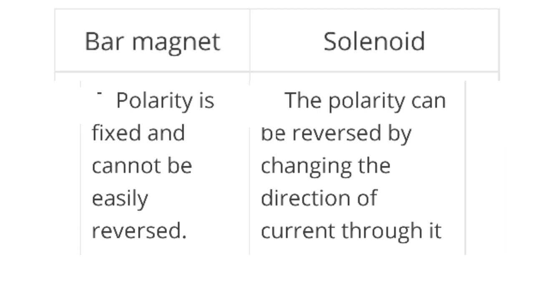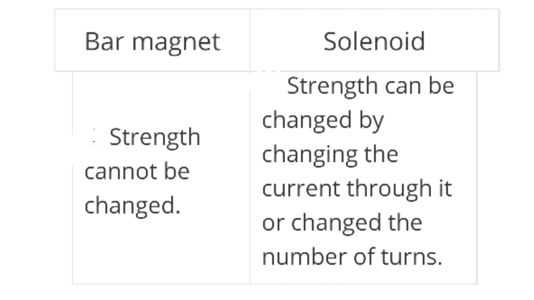And the third one is, the strength of a bar magnet is permanent. We cannot increase or decrease the strength of the magnet. Whereas in the case of a solenoid, the strength of the magnetism can be varied. That is, you can increase or decrease the strength of the solenoid. If you increase the electric current, or increase the number of cells, the strength of the magnetism also increases. So these are the differences between a bar magnet and a solenoid.